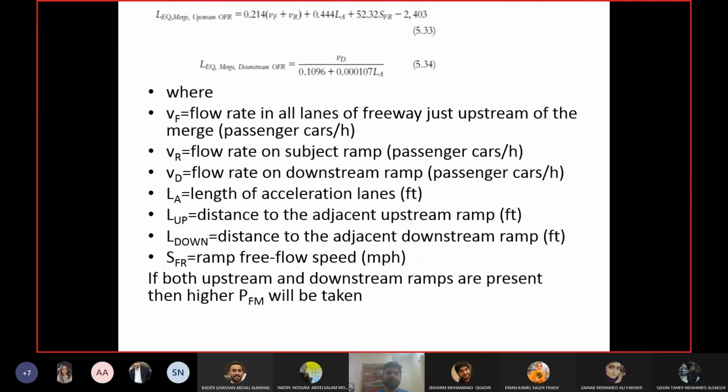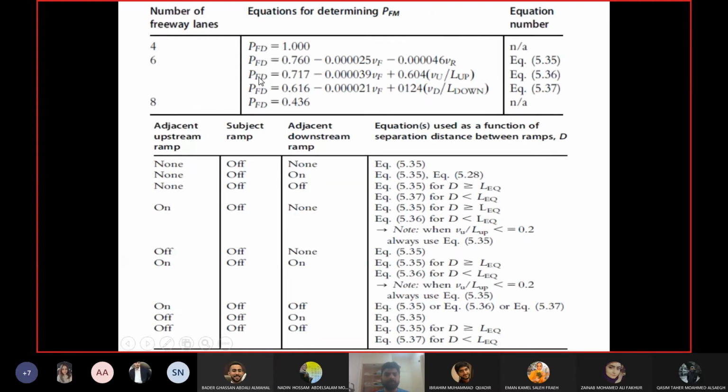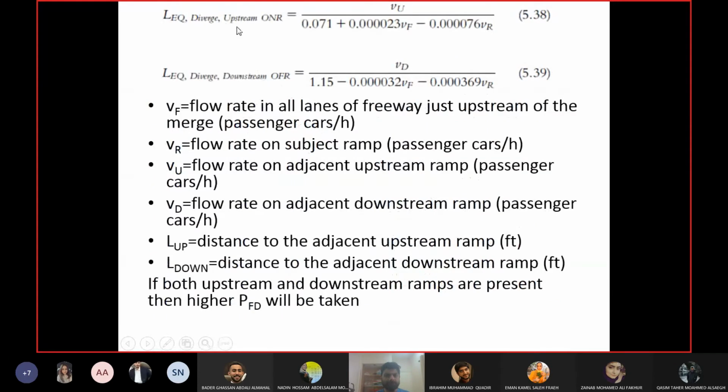So basically what it means is the on ramp does not have any effect on the merge area. If you have an upstream or downstream on ramp, then it does not have any effect on the merge area. Same thing here: if you have an upstream off ramp, then it does not have any effect on the diverge area. If you have a downstream on ramp, then it does not have any effect on the diverge area. This is what they are saying here.